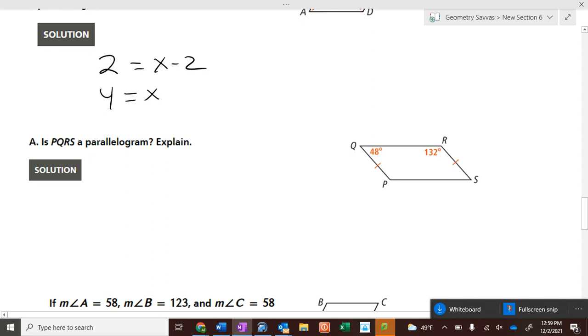Is this a parallelogram? Kind of looks like there's not quite enough information, but there actually is enough information. Braxton was right off the bat. Okay? 48 and 132 are what types of angles? Supplementary. If we have consecutive angles that are supplementary, they're same side interior angles, that makes this side parallel to this side. If these two sides are parallel and congruent, then yes, it is a parallelogram.